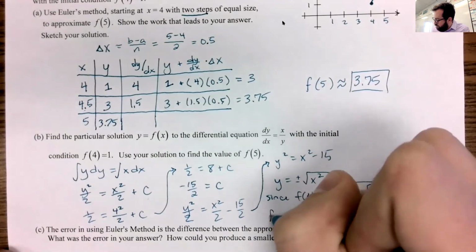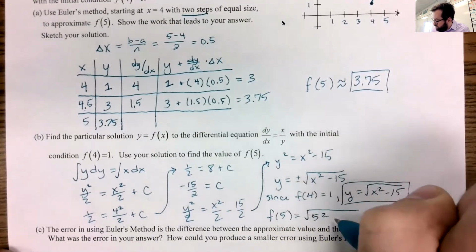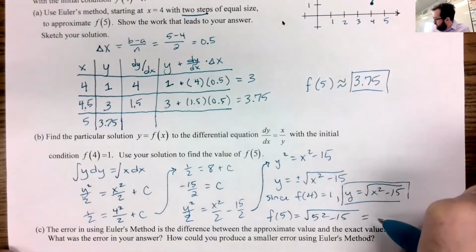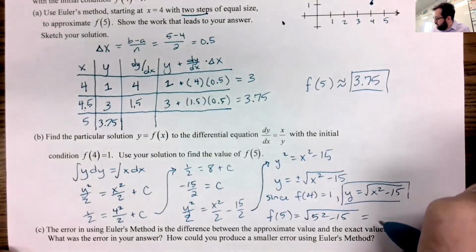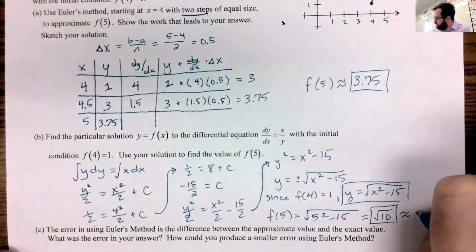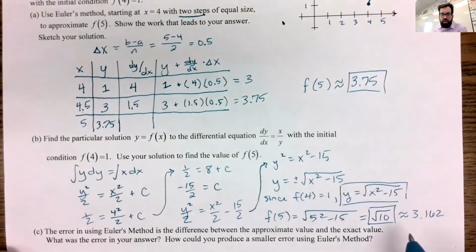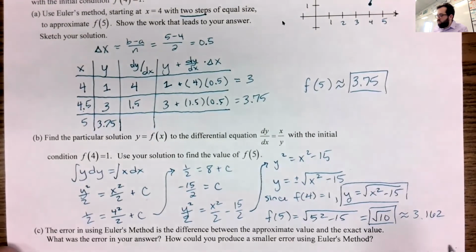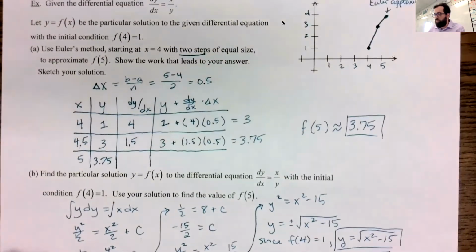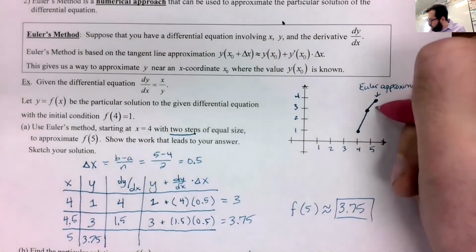And then we want to find f of 5. And 5 squared is 25, minus 15 means square root of 10 is our answer, which is approximately 3.162. So we got 3.75. The real answer was 3.162. So if we went back up here at 5, we were actually at 3.162.